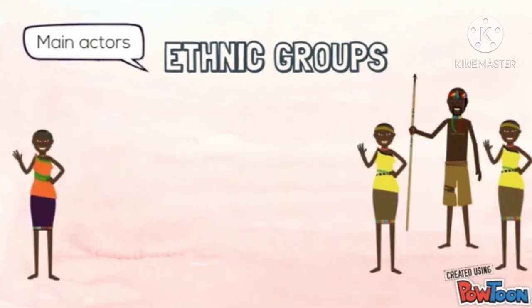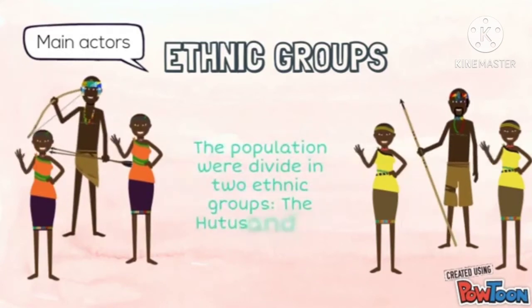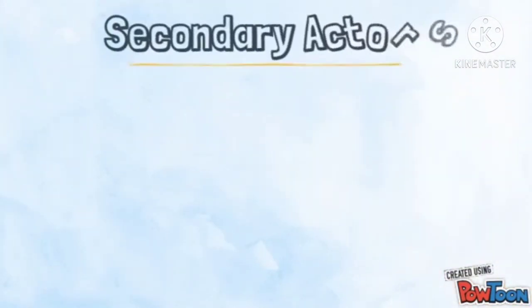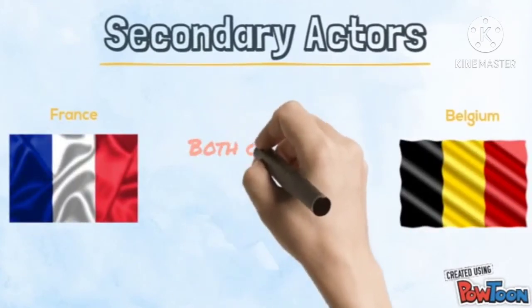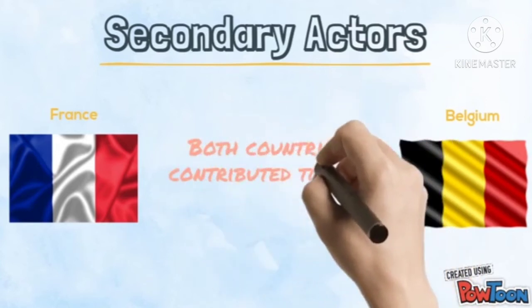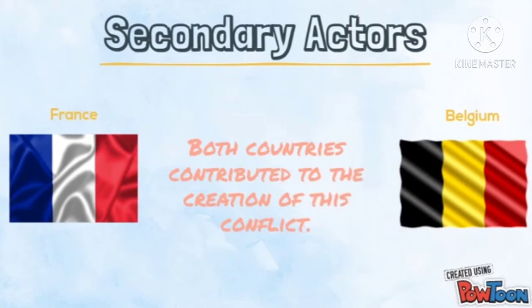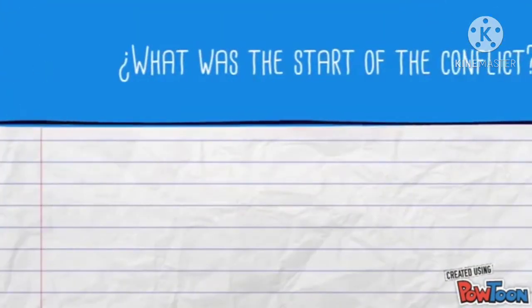So the two ethnic groups were the Hutu, okay, and the Tutsi. The military was more of the Hutu ethnic group than the Tutsi. So when the war started, the Hutu military killed a whole number of the Tutsi people. But the two secondary factors that encouraged this war were France and Belgium. These two countries encouraged the war between the Hutu and the Tutsi ethnic groups in Rwanda.